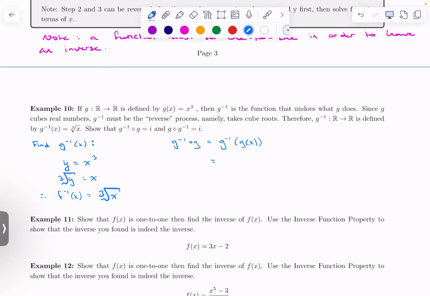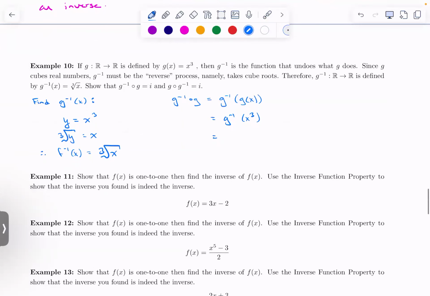Which is going to be, so I take G of x, which is x to the power of 3, and I'm going to plug that in here first. G inverse of x to the power of 3. Now, in G inverse, or what we think is the inverse that we found, wherever I see an x, I'm going to replace it with x to the 3. And so this becomes the third root of x to the 3. By exponent laws, this is x to the 3 times 1 over 3, which is x.